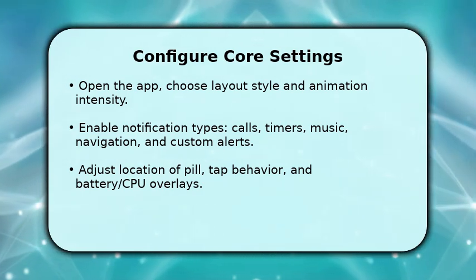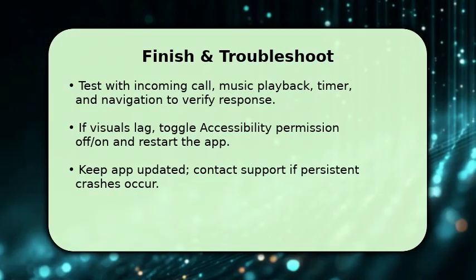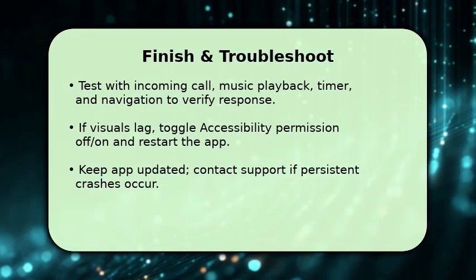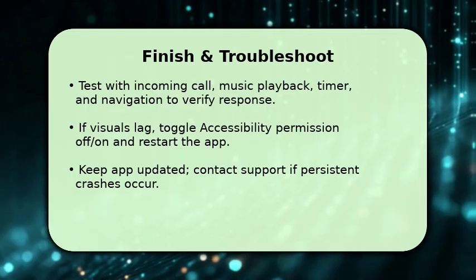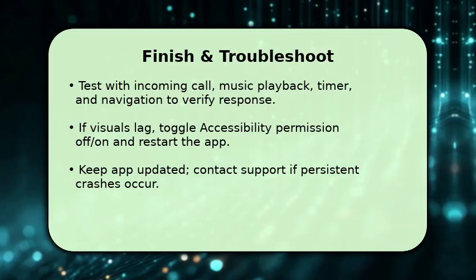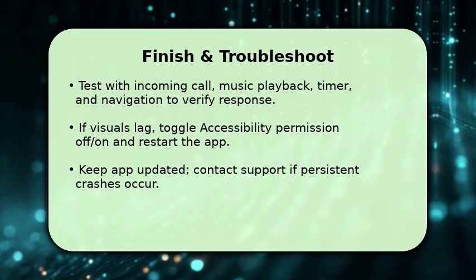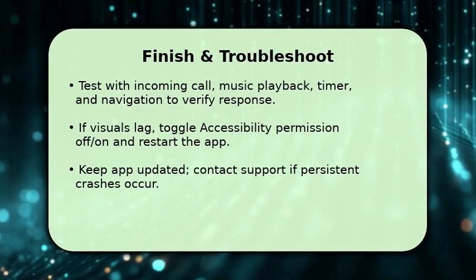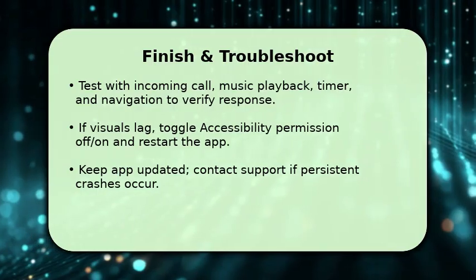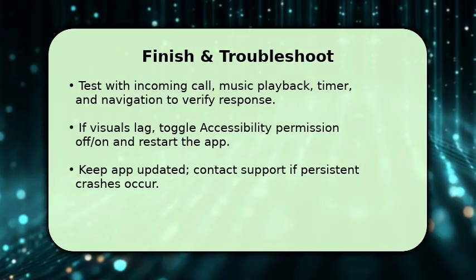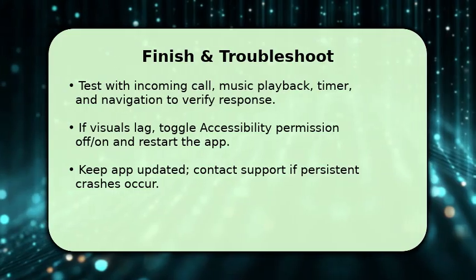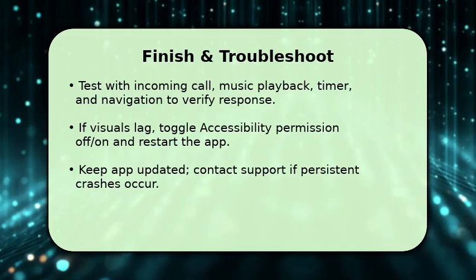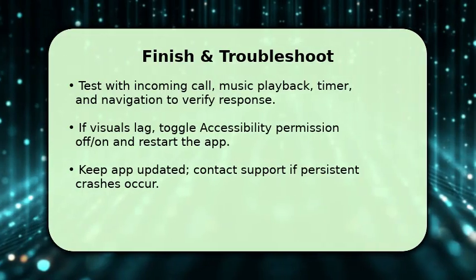You finish by testing everything in real conditions. Make a call, play music, start a timer, and run navigation to watch the island react. If animations lag or notifications don't show, make sure notifications and accessibility are still enabled, then toggle them off and on and restart the app. That often clears permission hiccups. If issues persist, update the app and iOS, reinstall the app, or contact the developer. Remember, most problems are permission or update related, so check those first.